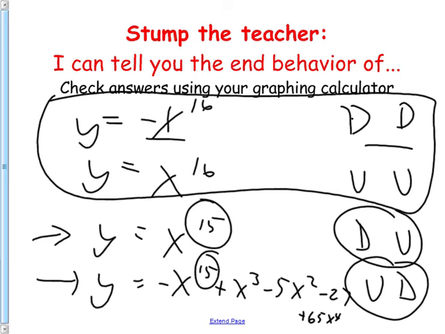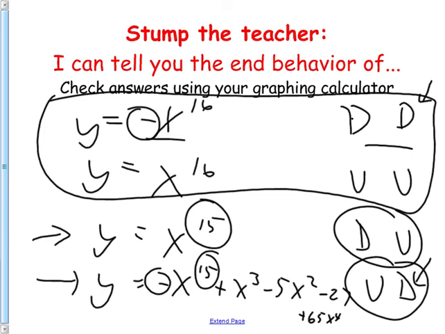If there's a negative in front, it will have to be down on the right. It doesn't tell you anything about the left. But a negative in front means it's down on the right-hand side. See that on both of those?